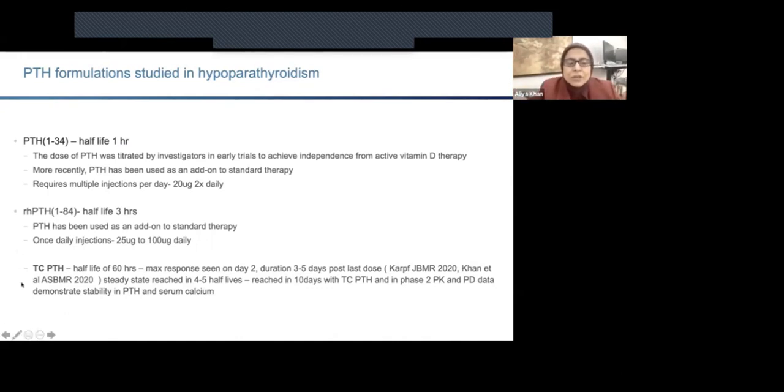The latest PTH molecule that is being evaluated right now in a phase 3 trial, so that's the last phase of clinical research, is eneboparatide. And this has a half-life of 60 hours. So it results in a stable level of PTH throughout the day. And I will be presenting that data to you as well.